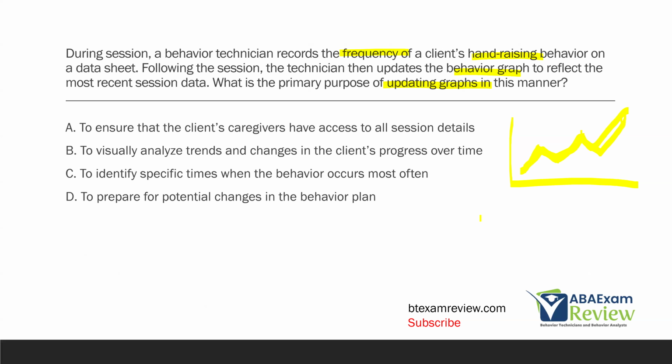Always read all of your answer choices. So C, identify specific times when the behavior occurs most often. Well, if these are session dates, it's not going to tell us exactly when behavior is occurring. We have other ways of figuring that out. This is just telling us how often it's happening. And you can graph duration data as well and other types of measurement, but this just happens to be a frequency graph.